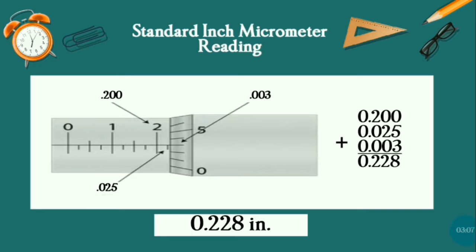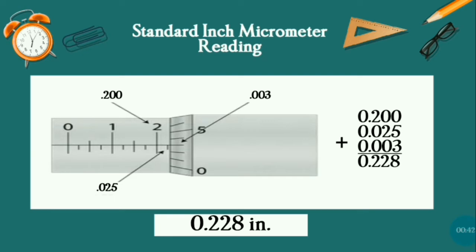Okay, let's have more examples. First, we will identify what number we see on the barrel scale. First, we see number 2. So that measures 200,000ths of an inch. Next, we see only one line. So that measures 0.025, or 25,000ths of an inch.